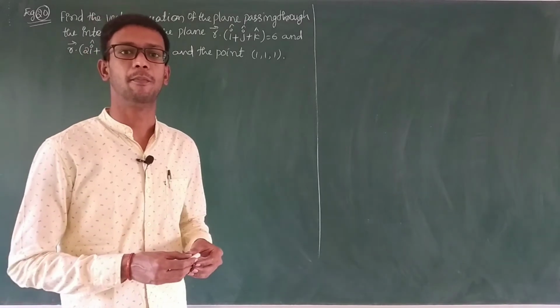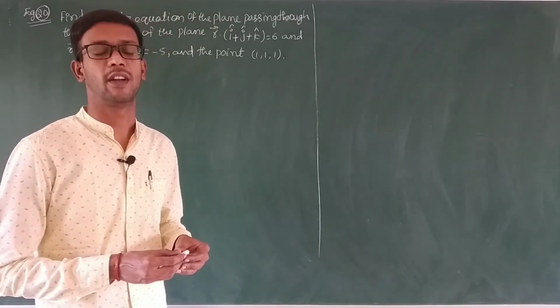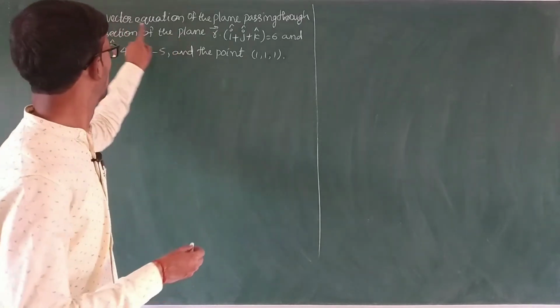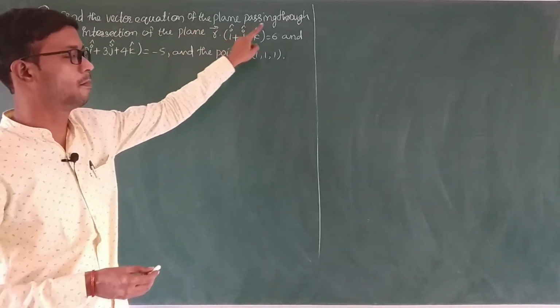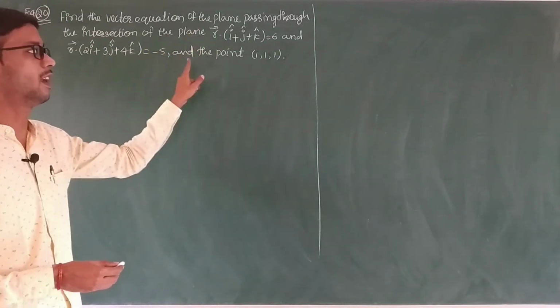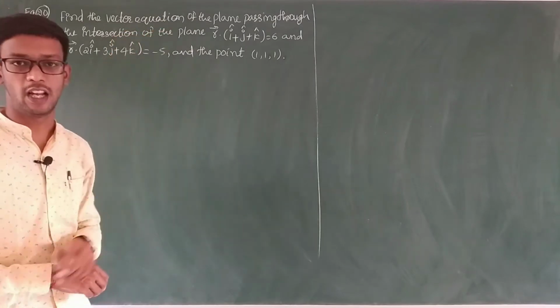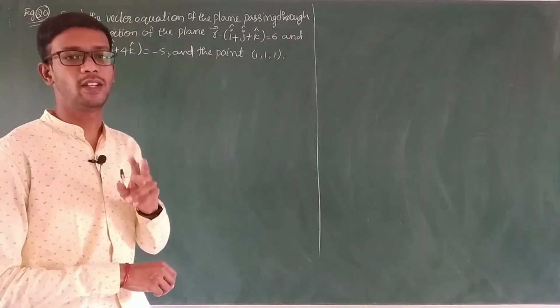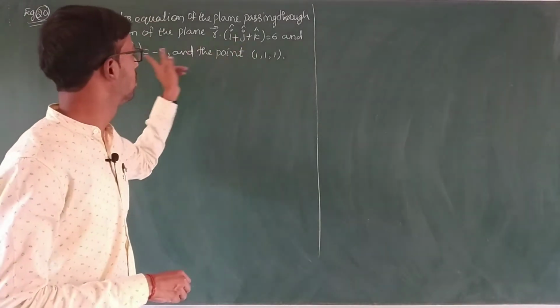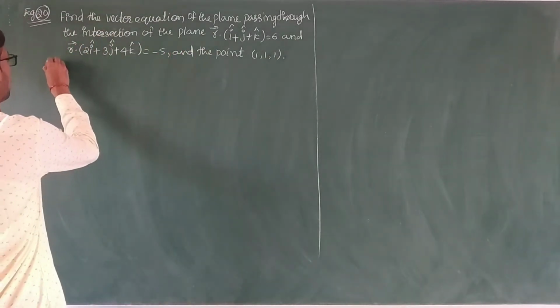Example 20, based upon the plane equation passing through the intersection of two planes. Find the vector equation of the plane passing through the intersection of the two given planes and the given point. So now you have to find only the vector equation of the plane passing through the given planes' intersection. So that's the solution.